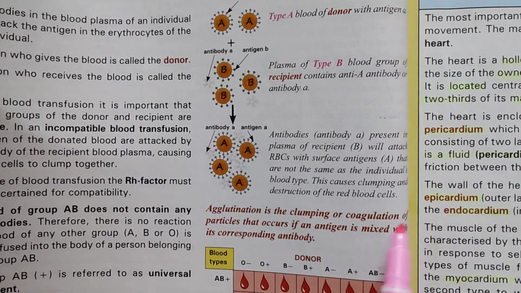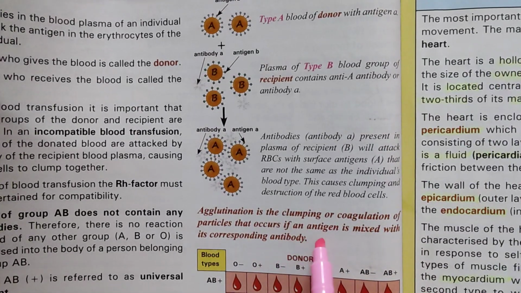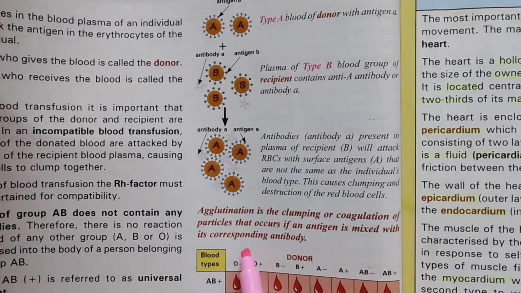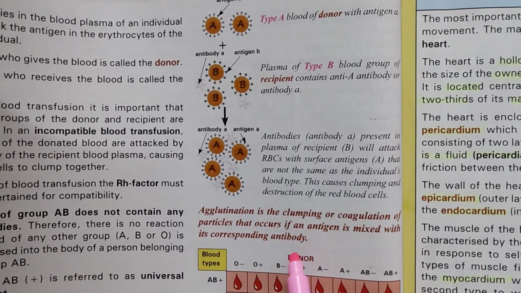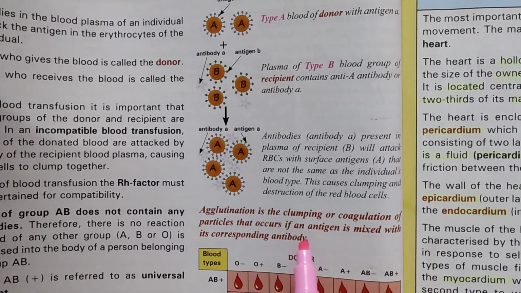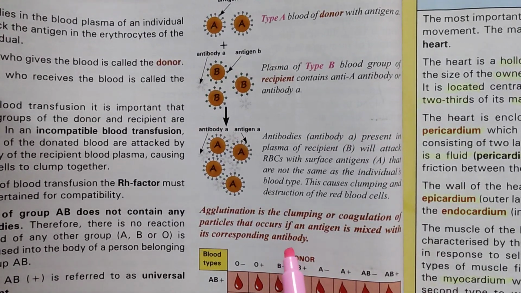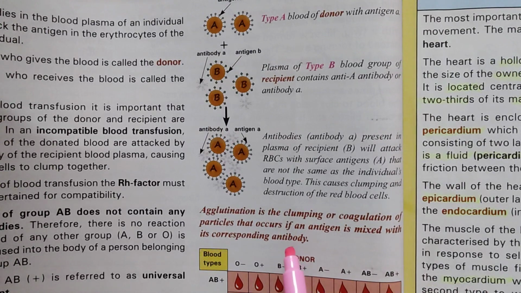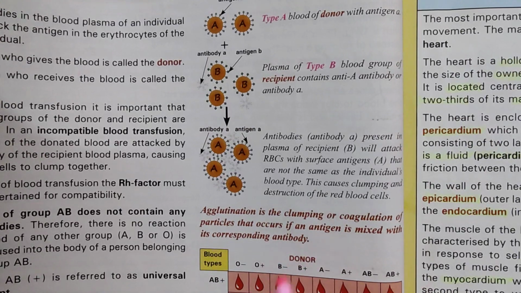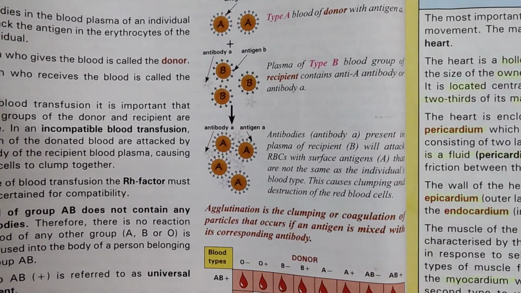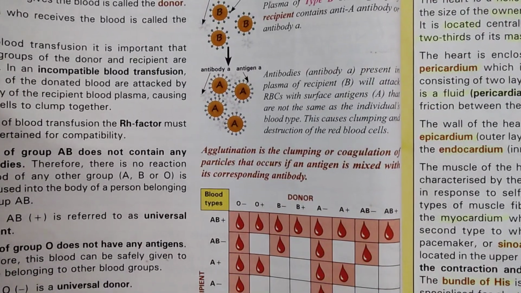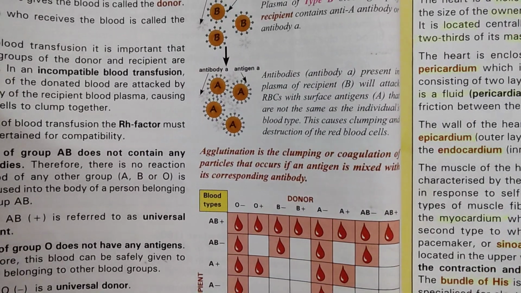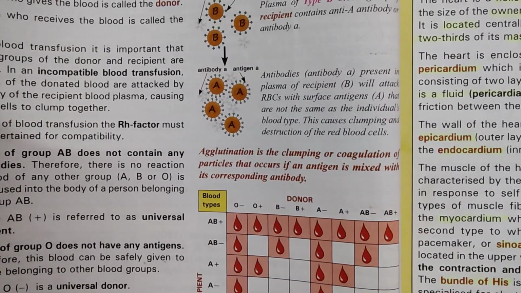Agglutination is the clumping or coagulation of particles that occurs if an antigen is mixed with its corresponding antibody. When any antigen is mixed with its corresponding antibody, like antigen A has the corresponding antibody B, and antigen B has the corresponding antibody A, then there will be clumping of blood, and coagulation or agglutination will occur. Got it?